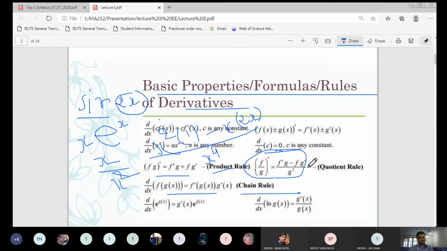Now the next one. Sir, the derivative of x raised to n is n times x raised to n minus 1. And of 3x squared it is 6x. Yes, good. That means if you want to find the differentiation of x cube, it is 3x squared. The general formula is d/dx of x raised to n is equal to n x raised to n minus 1, and n is any number. It is true for any number.